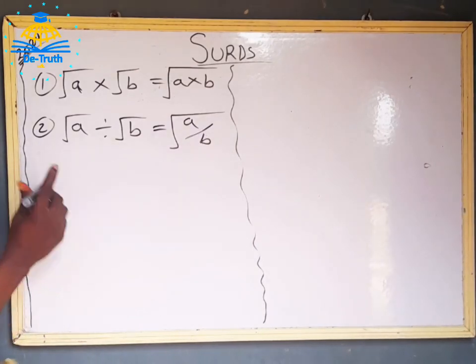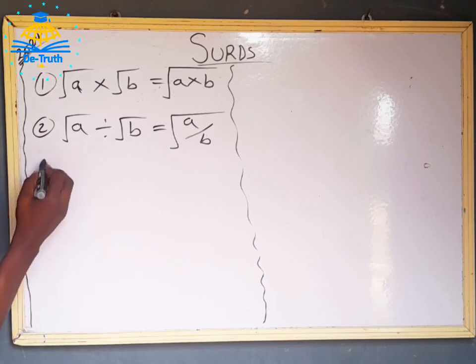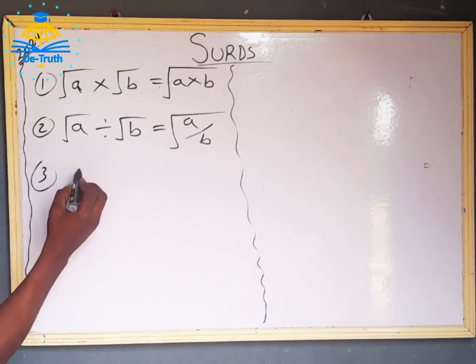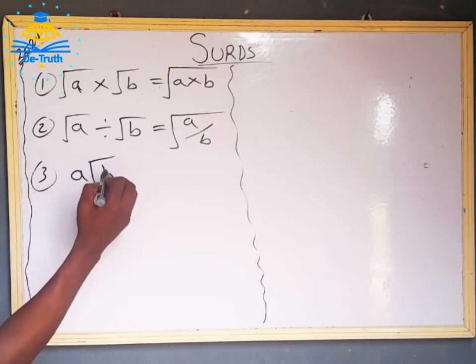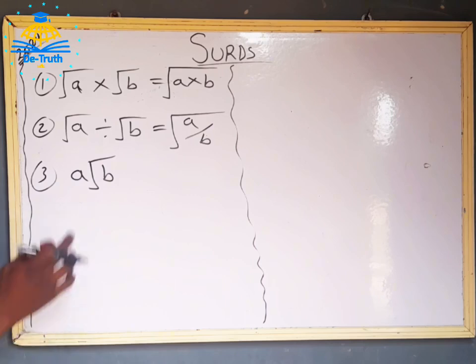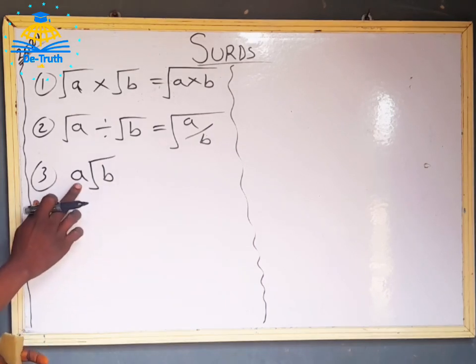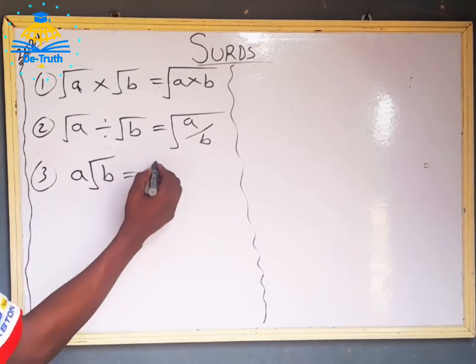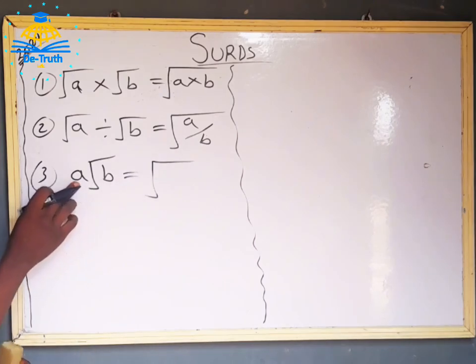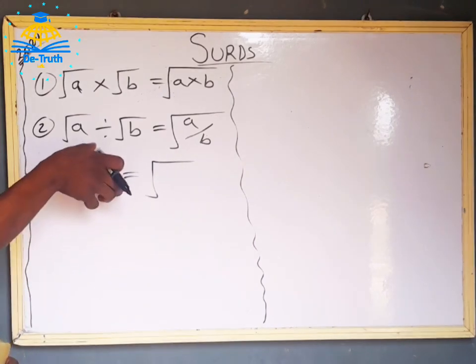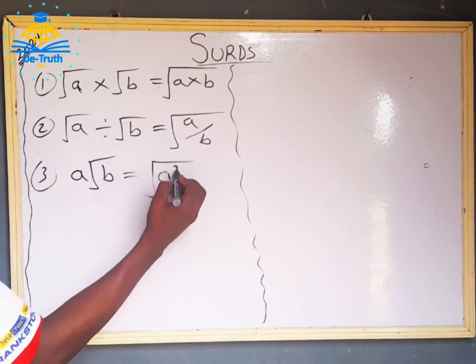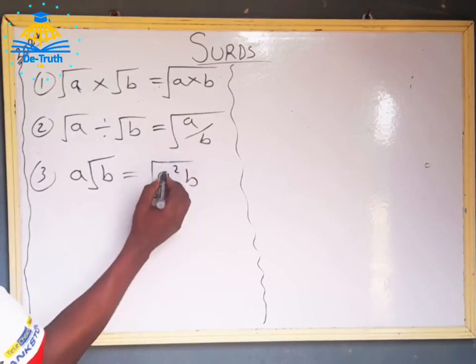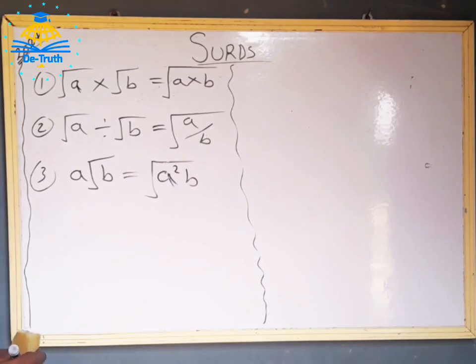Now, there are other rules we can still talk about. Let's say we have A root B. So we have 2 numbers now. One is outside the root, the second one is inside the root. We can make it a single root. This A outside, before you can put it inside the root, you have to square it. This is now A squared. So A root B is simply the root of A squared B.